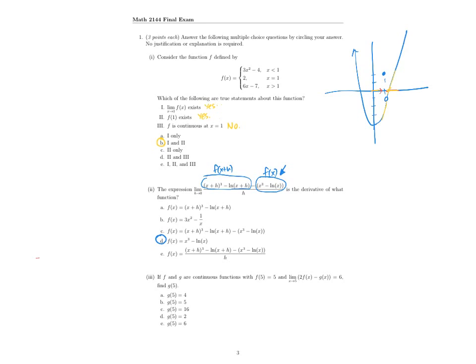If f and g are continuous functions with f of 5 equal to 5, and the limit as x approaches 5 of 2 f of x minus g of x is 6, find g of 5. Okay, so f and g are both continuous, so I know that the limit as x approaches 5 of 2 f of x minus g of x, if they're both continuous, then that limit is just the same as the plugged-in value. So that's going to be 2 f of 5 minus g of 5. And I know that f of 5 is equal to 5.